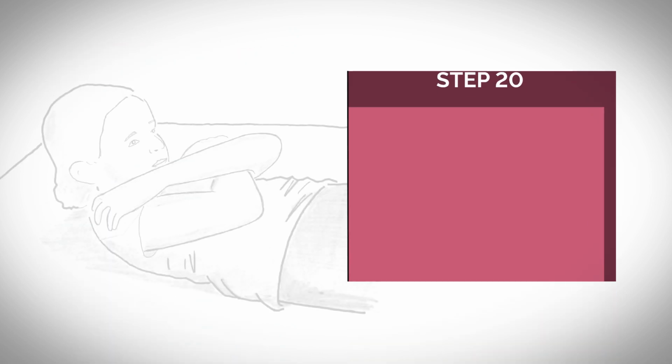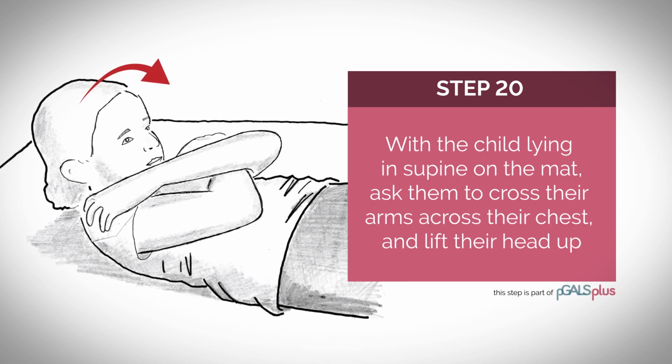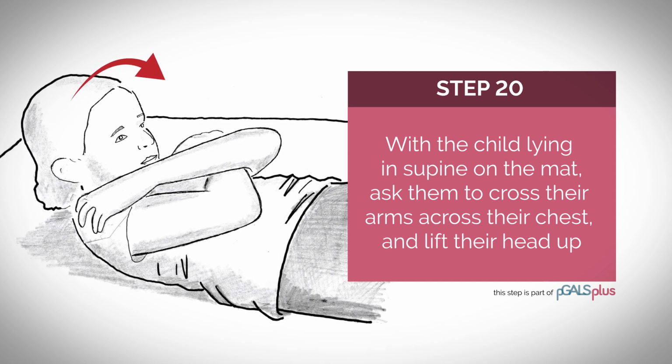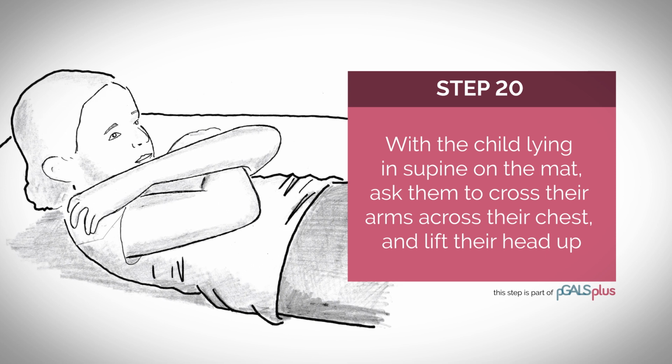Step 20. Ask the child to lie on the floor in supine. Ask them to cross their arms over their chest and lift their head up to look at their toes. Look for any difficulty with this, side flexion or protraction at the neck and the head not being lifted in midline.